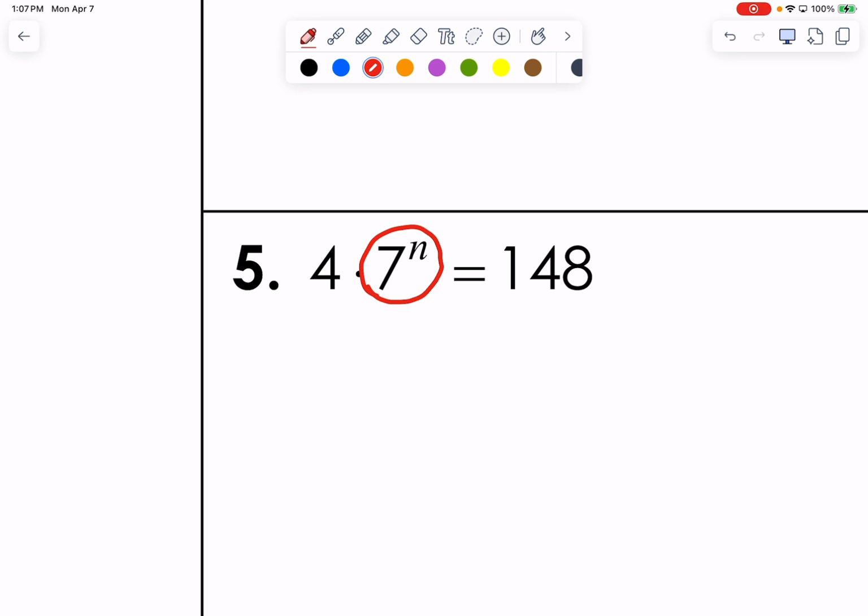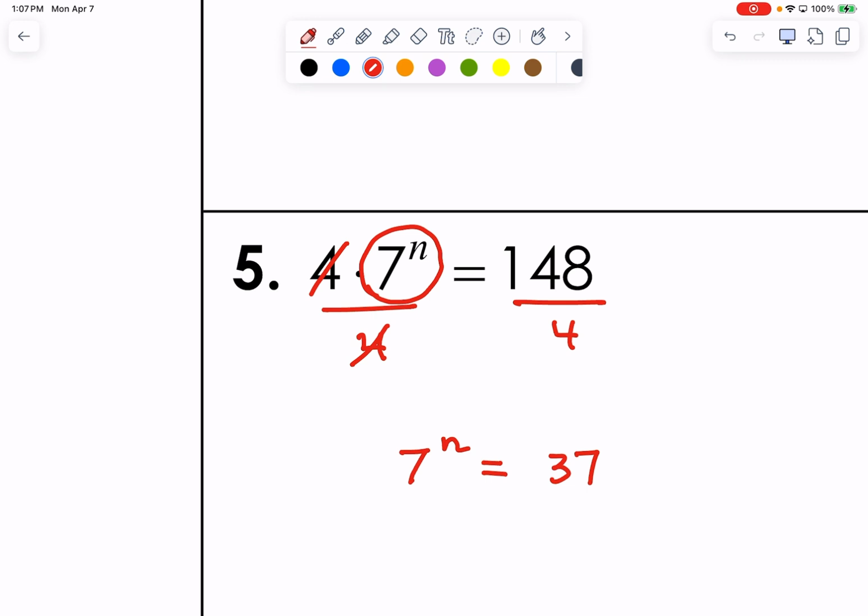All right, so we want to divide both sides. We want to get rid of the creeper, the creepy thing. All right, what's 148 divided by 4? What is it? 37. Now you can go through your 3 steps.